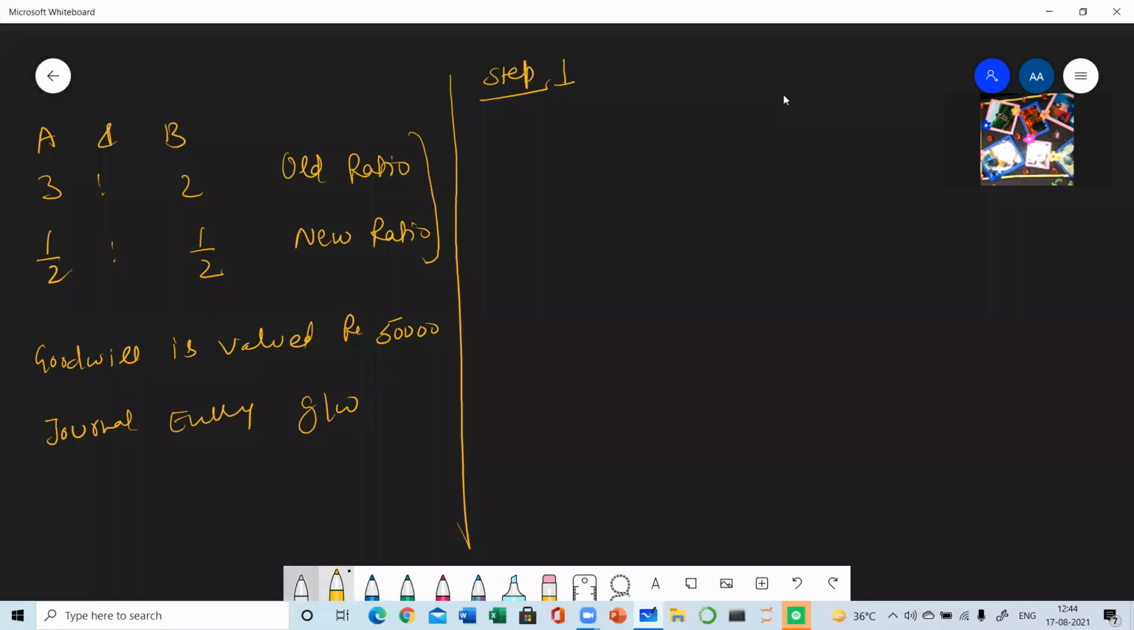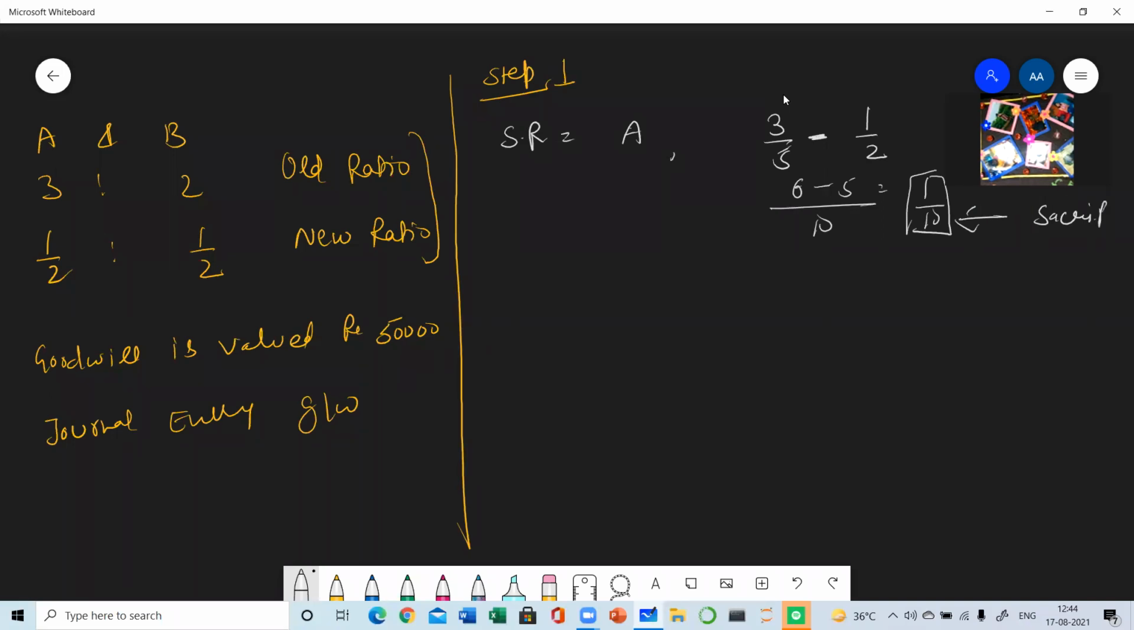So here I am just finding out the sacrificer or gainer. So I am finding out the sacrificing ratio for A. 3/5, old ratio minus new ratio. 3/5 minus 1/2. It's 1/10. As you can see, it is positive. Positive means A is the sacrificer. In the previous class, I have explained this. If the sacrificing ratio is coming positive, it means A is the sacrificer. Now calculate the sacrificing ratio of B. Old ratio minus new ratio.